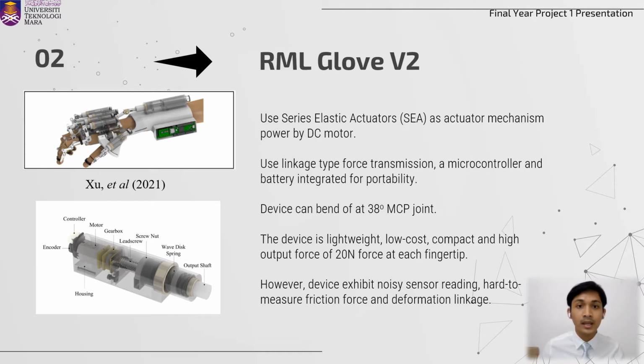The device can bend 38 degree at MCP joint. It is also lightweight, low cost, compact, and produce high output force of 20 Newton at each fingertips. However, the device exhibit noisy sensor reading out to measure friction force and have deformation linkage.